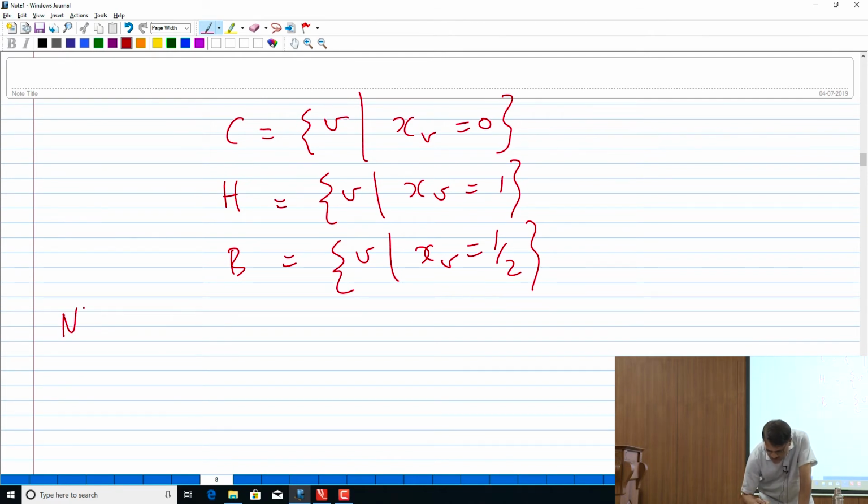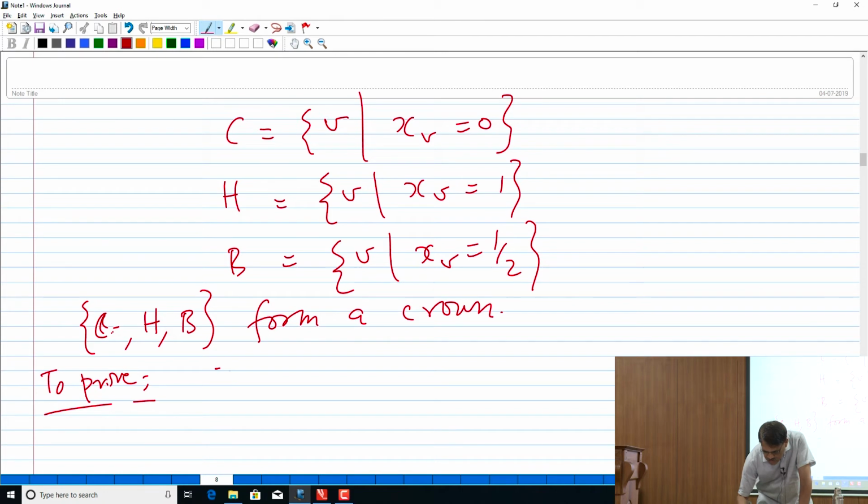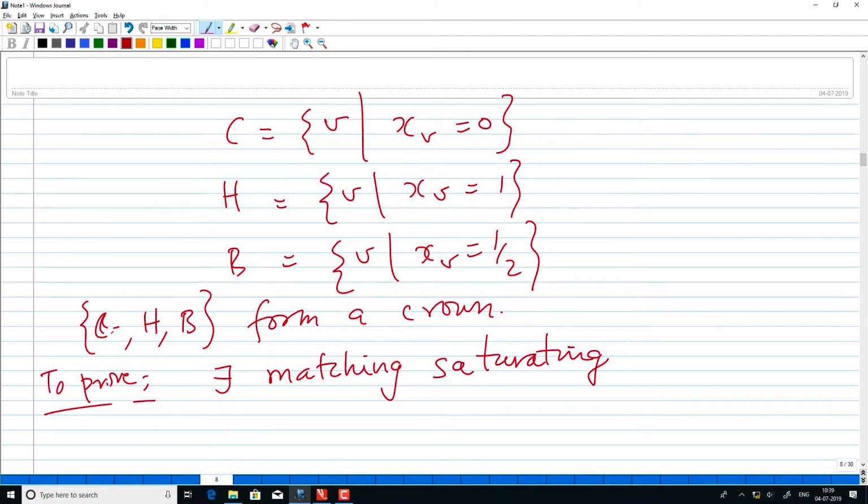So need to prove, okay, so the claim is the C, H, B form a crown. To prove, essentially we need to show there is a matching saturating vertices of H between C and H. When there are, we need to prove the other 2 properties, but they are easy to see. But this is a more involved property. You need to just check that. Okay, let me try and prove this here.